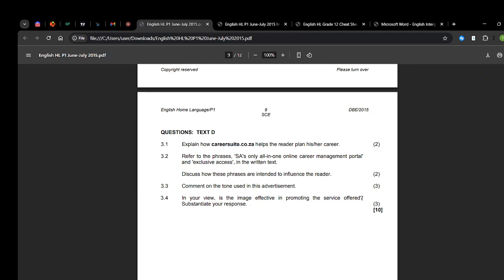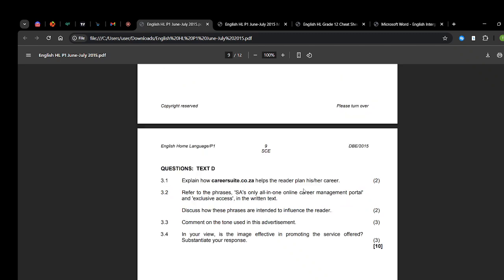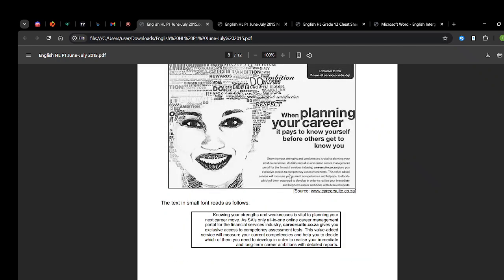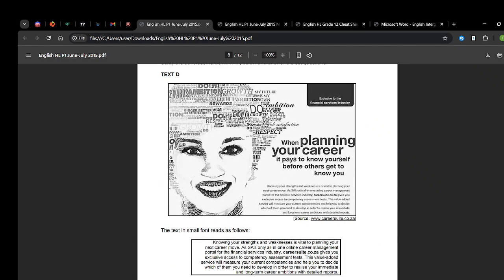Okay, cool. Thanks, guys. So, in your view, it basically says yes or no. The image is ineffective or it's effective in promoting the service offered. Then you'll have to give proof on why you say that. So let's see. Image effective in promoting the service offered, substantiate your response. Then we look at the image. This is the only image we see here because the rest is just text. So this image has many words here: rewards, ambition, growth, my future, progress.